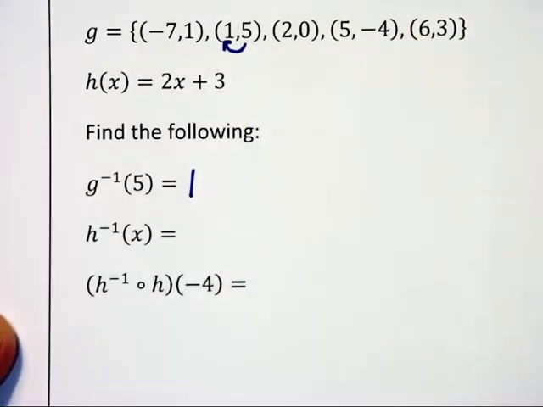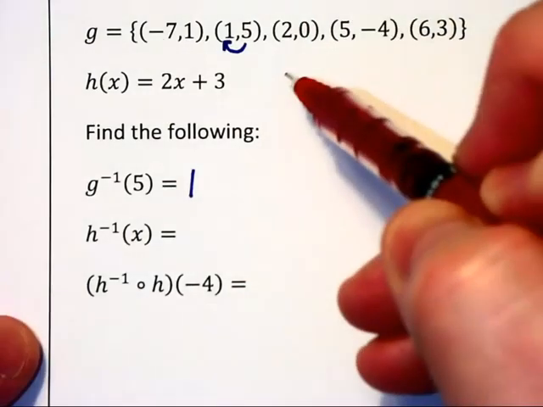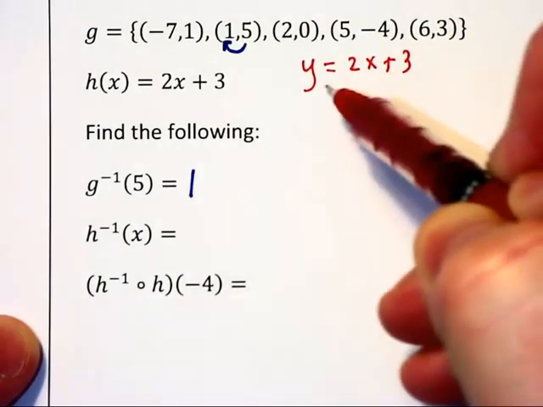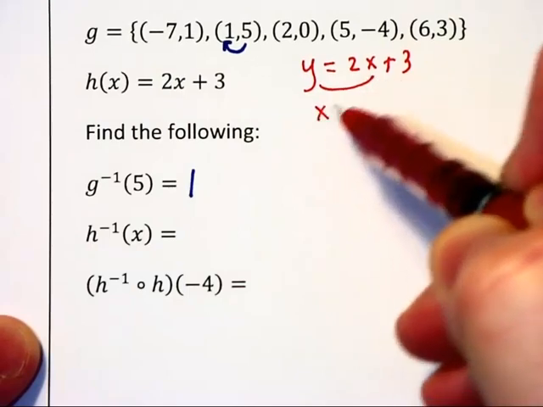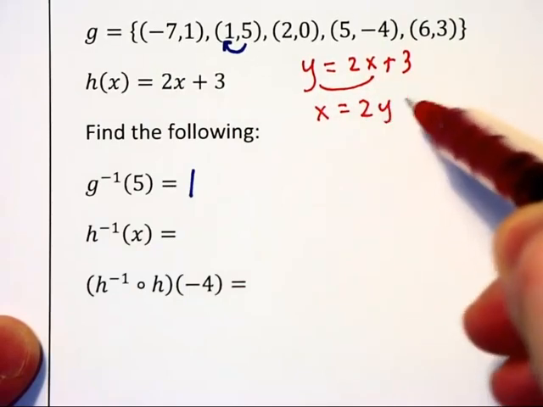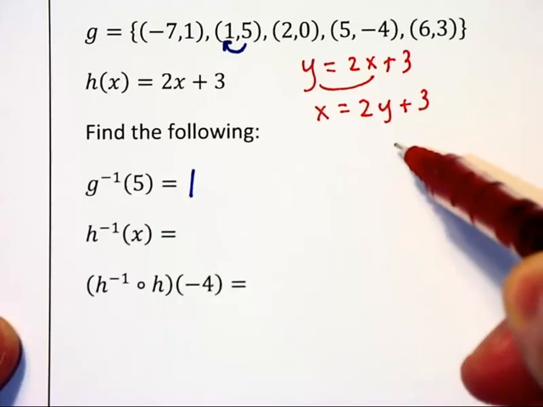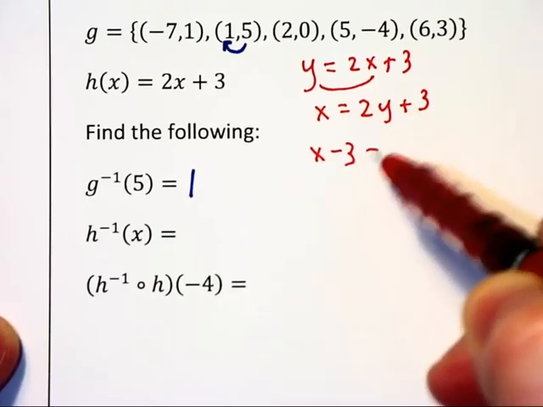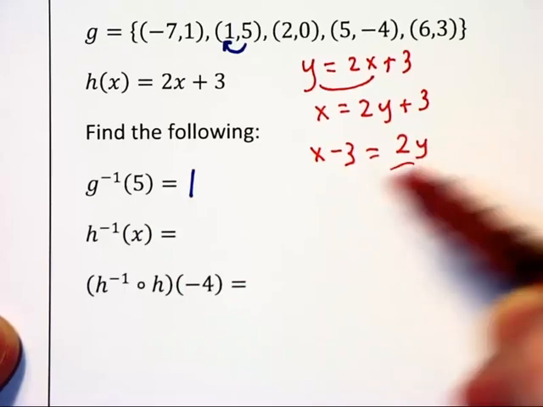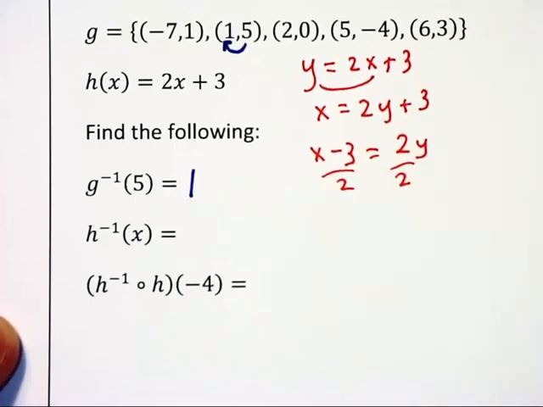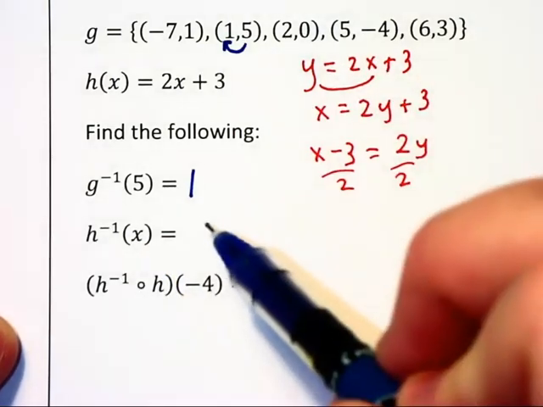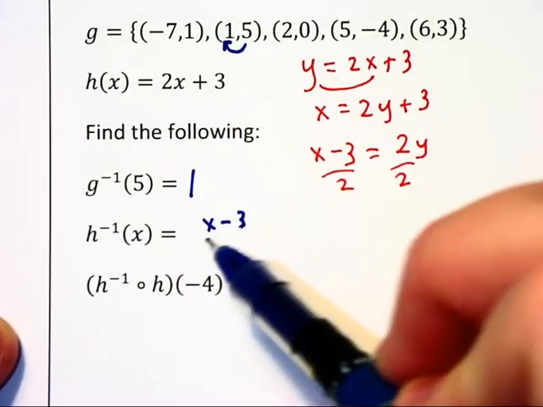h inverse of x, that's what we've been doing all along. Take the y equals 2x plus 3, switch the x and y to make it x is equal to 2y plus 3, and then solve for this new y. Subtract 3 on each side to get x minus 3 is equal to 2y, and then divide each side by 2. And that will give us y, or h inverse of x, is equal to (x minus 3) all over 2.